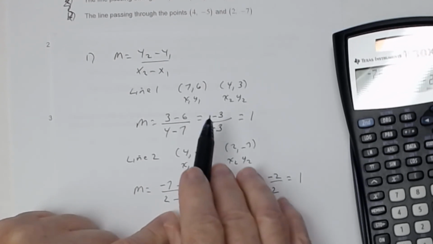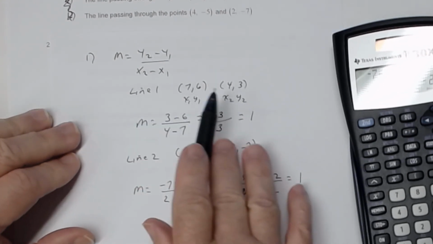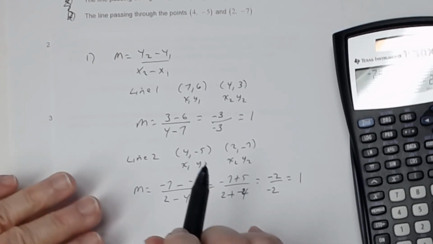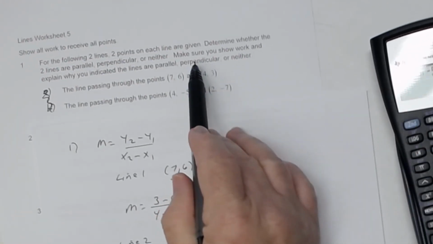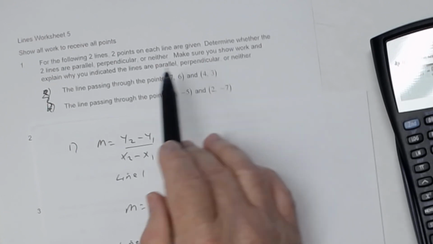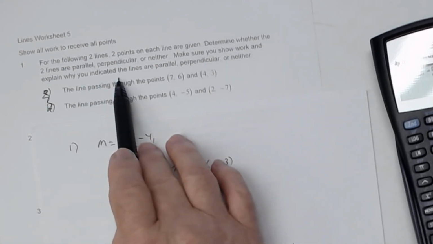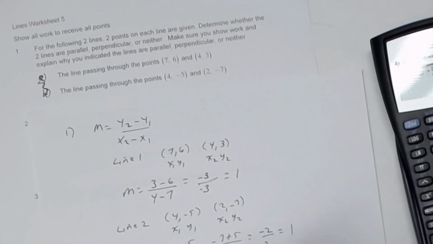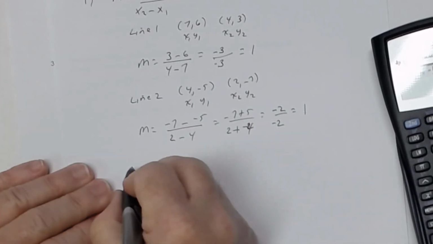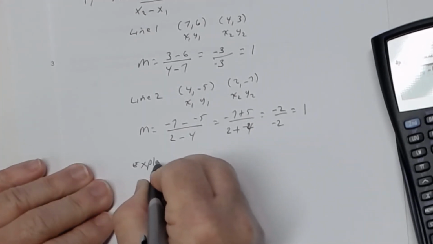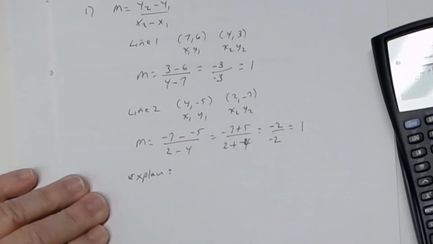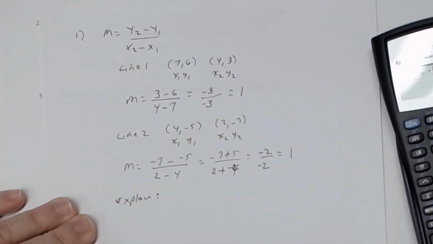Okay? Now, you found the slope of line 1, you found the slope of line 2, right? So now it says make sure you show the work, which I did, and explain why you indicated the lines are parallel, perpendicular, or neither. So this is your explanation. All right, so you're going to say explain. So there's your work. Now we're going to explain.